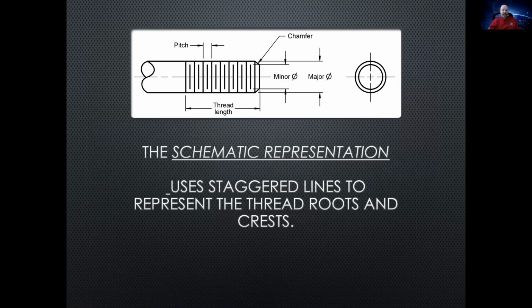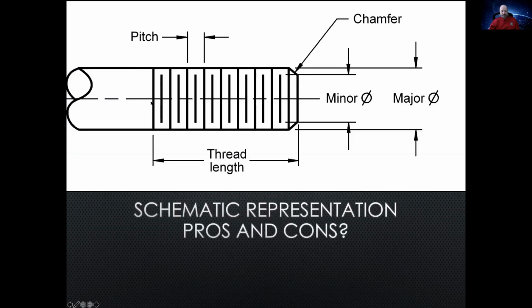Now this is the schematic. So you can see this looks a little bit different, but it's still giving you enough information so you can specify the pitch, the chamfer, minor and major diameters, and the thread length. So you could schematically draw your screw threads this way, and it would be detailed enough that your machinist could make this part. The staggered lines are used to represent the thread roots and crests. So that's pretty straightforward.